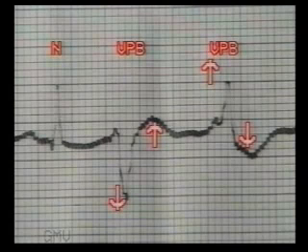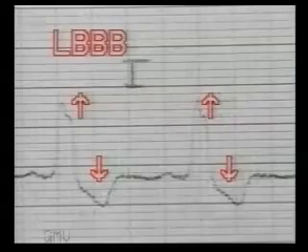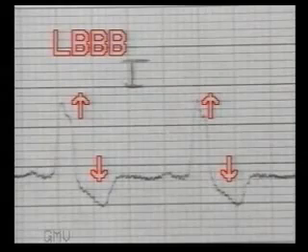In this strip, we see multifocal ventricular premature beats. The first beat is normal and second and third beats are ventricular premature beats. Note that the T wave is opposite to the direction of the main QRS complex. This is an ECG of left bundle branch block. Note the RR' pattern, wide QRS complex due to aberrant ventricular conduction and inverted T wave.